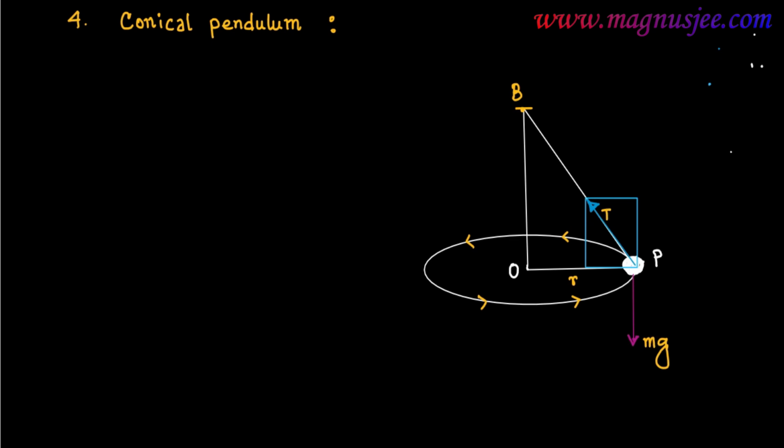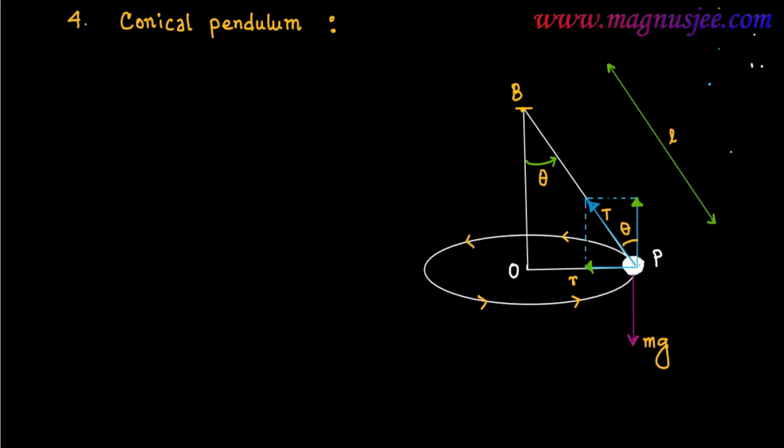T is the tension which acts along PB in the string, and we can resolve this tension T into 2 rectangular components. Now the string makes an angle theta. The string PB makes an angle theta with the vertical direction OB. Theta is the angle subtended by the string with the vertical, and L is the length of the string.